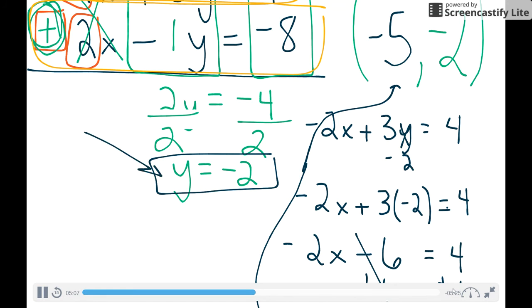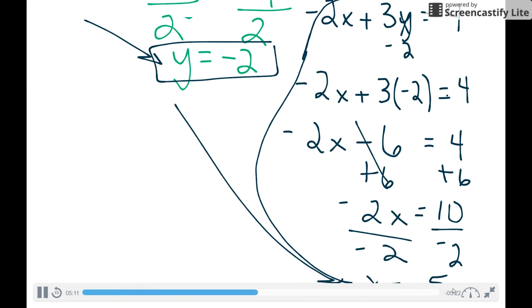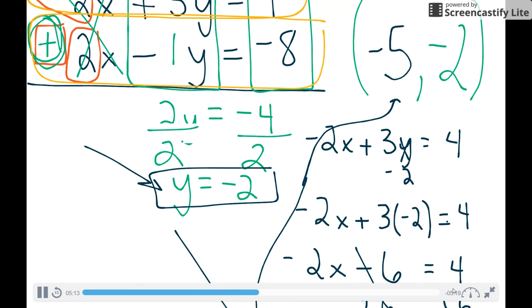So the y came from the elimination, and then the x comes from you just substituting what you found.